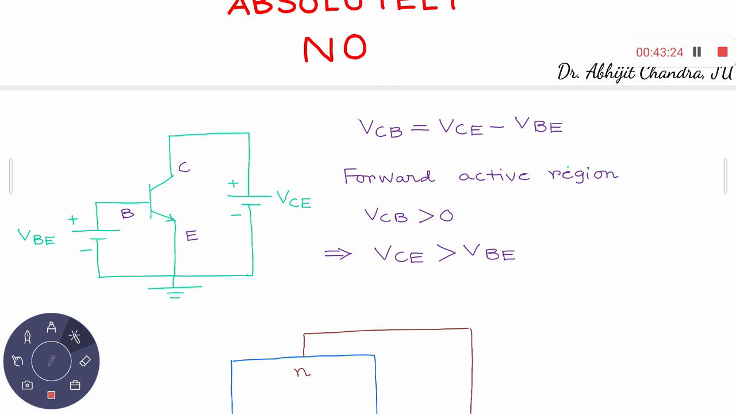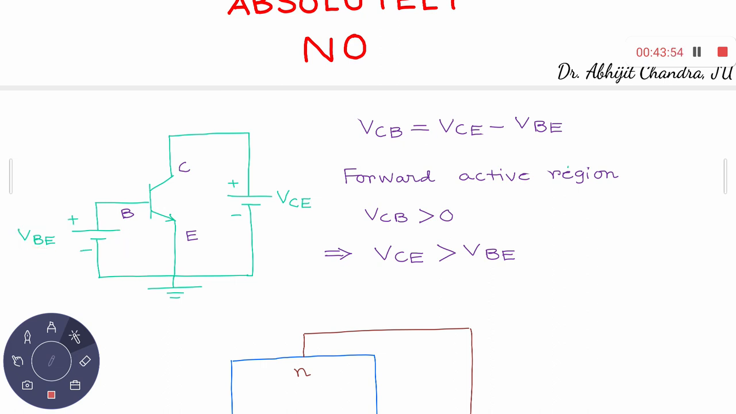collector, base, emitter, and you know that to ensure the transistor operates in the forward active region, the base emitter junction must be forward biased. Since it's an NPN, the P terminal should have more potential compared to the E or N terminal. That means the base is at more potential with respect to the emitter. So this is accomplished by connecting a battery in this particular fashion.